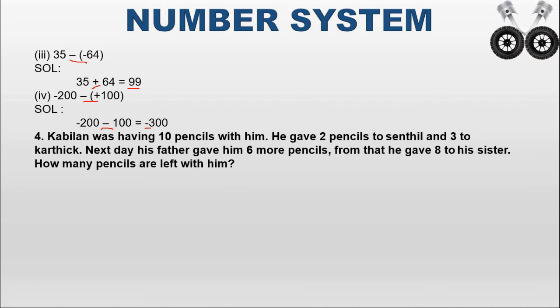So what is the problem given here? Initially, how many pencils did Kabilan have? 10 pencils. Out of 10 pencils, he gave 2 pencils to Senthil and 3 pencils to Karthik. That means you have to add the pencils given to Karthik and Senthil. That should be subtracted from the total number of pencils that Kabilan has. So 10 minus, within the bracket you have to add 2 plus 3. Okay, you will find the answer.